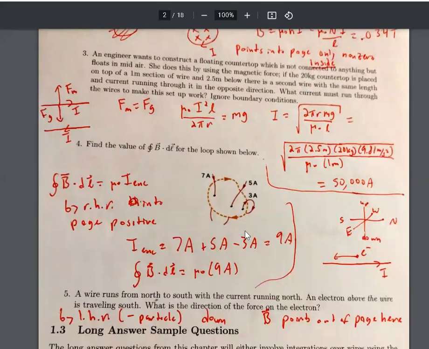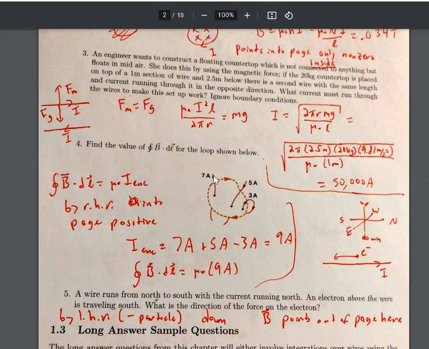All right, so we want to find the value of this integral for this case. So remember, this is equal to mu naught times the current enclosed. In other words, the current that pierces the area that's defined by this loop. Once again, we can use a right-hand rule. If we point our fingers in the direction that the loop curls around, so in this case it curls around clockwise, we can see that our thumb points into the page, at least if you use your right hand, as you should.